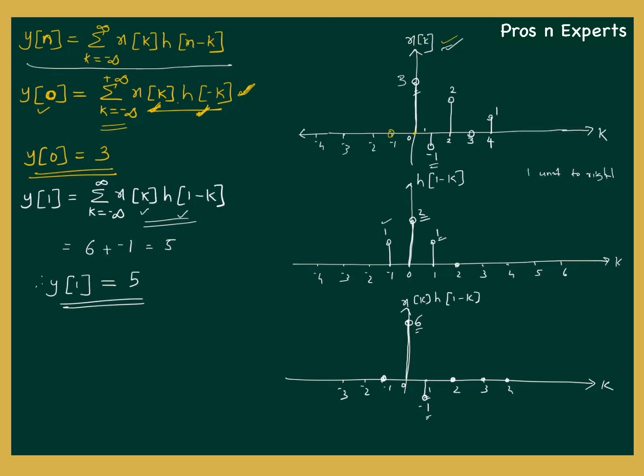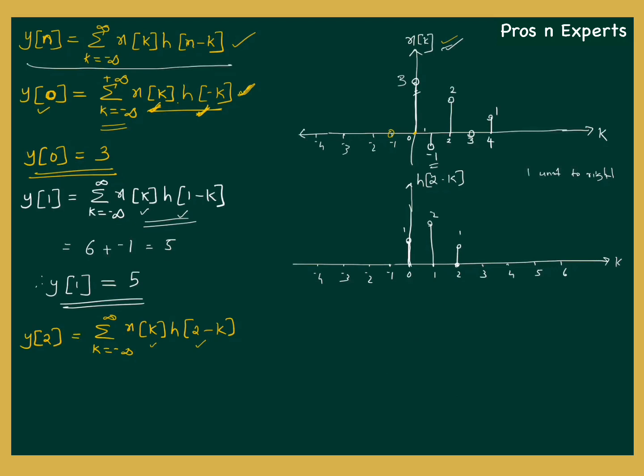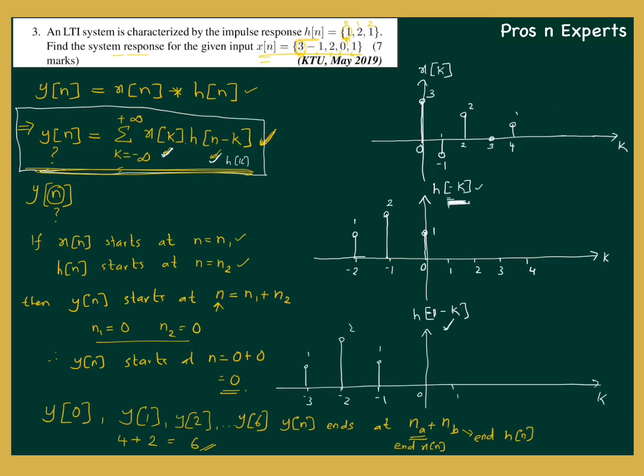Now the next sample is y of 2. y of 2 from the main equation will give you sigma over k equal to minus infinity to plus infinity x of k into h of 2 minus k. So what we have to find is x of k, which is already there, and h of 2 minus k we need to find out. So this is h of 2 minus k, right? It is h of minus k shifted 2 units to the right. Okay, h of minus k was the signal. This is shifted 2 units to the right.